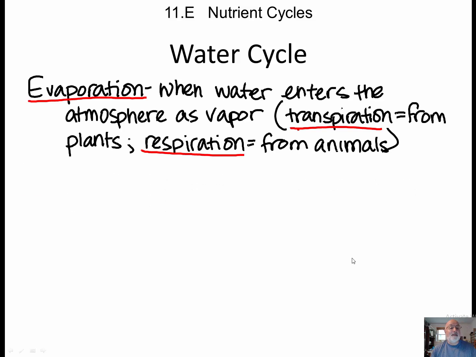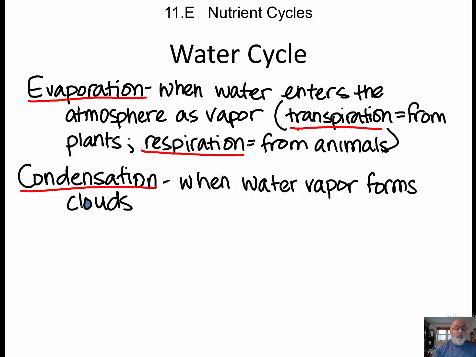Water cycle starts with evaporation. This is when water enters the atmosphere. Energy gets into the water on the surface of the earth. It evaporates, makes water vapor. Remember, water vapor is invisible. You cannot see it. You get transpiration from plants, called bioevaporation. You get respiration from animals. And you also just get most of it evaporated right from water on the surface.